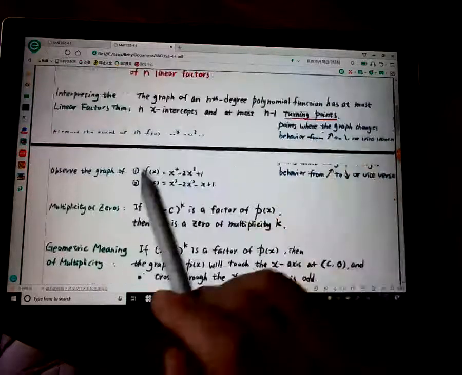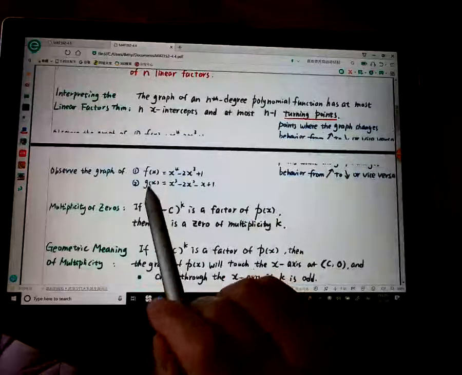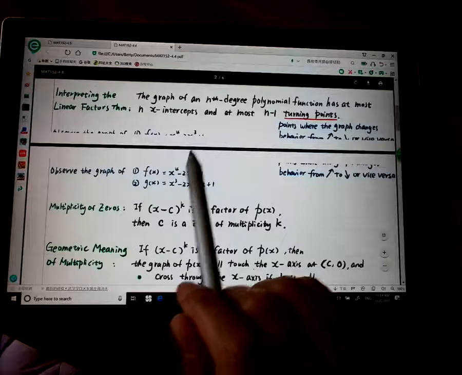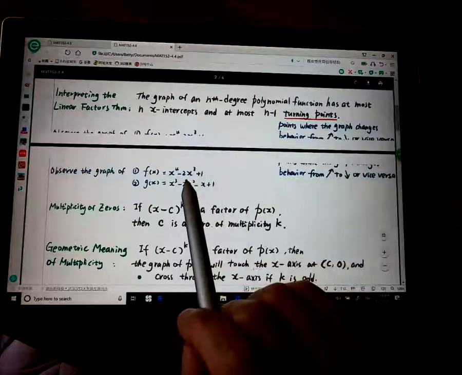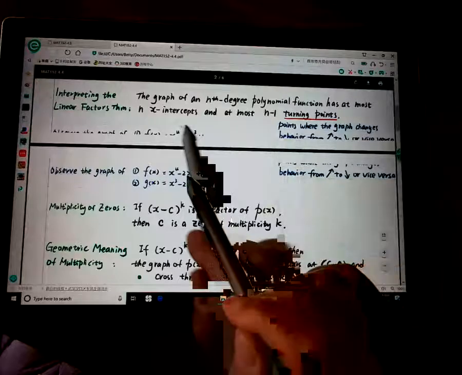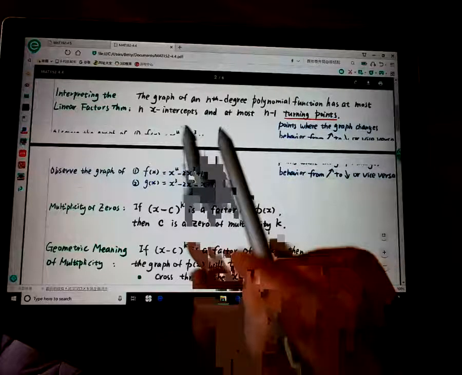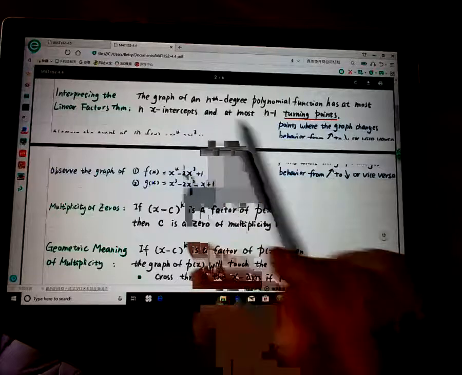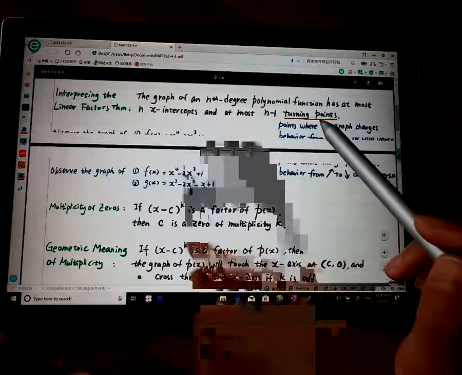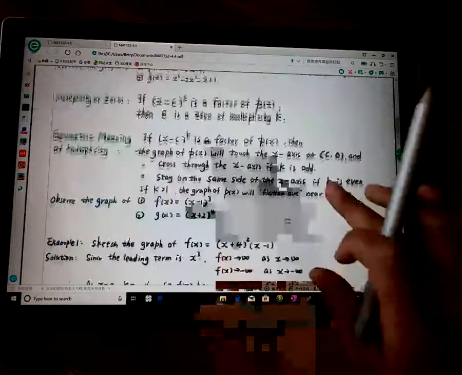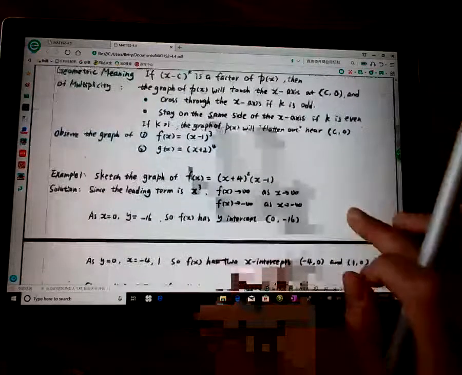By the way, I have another 2 functions here, f of x and g of x. You can also use the graphing calculator to observe the number of x-intercepts and the number of turning points. Those 2 examples are for the number of x-intercepts and the number of turning points for the polynomial function with degree n. All right, so let's see the first example.